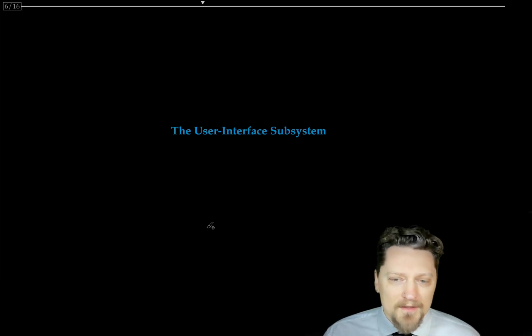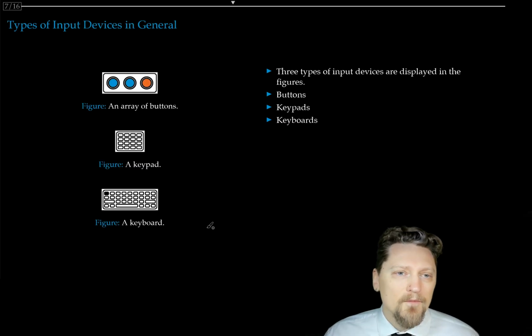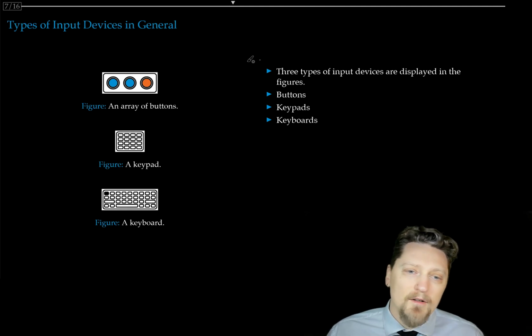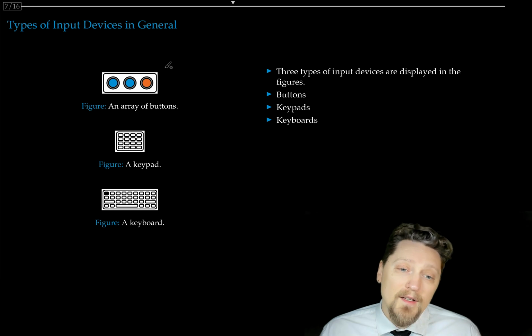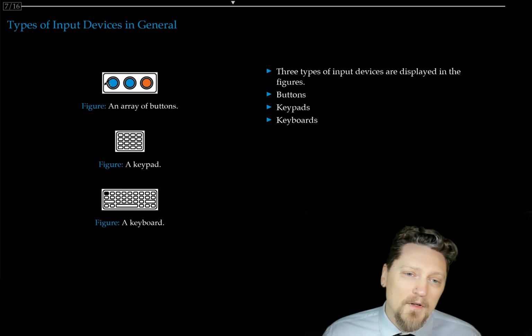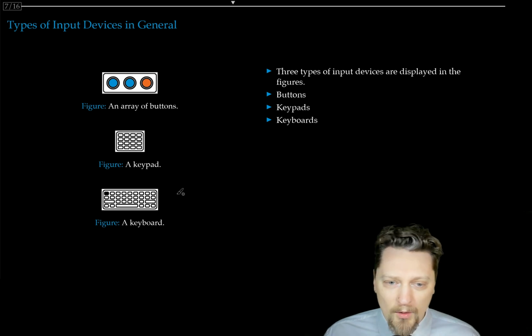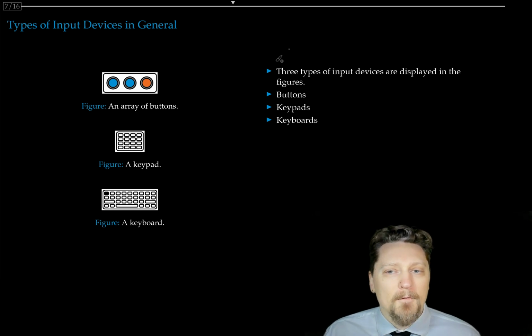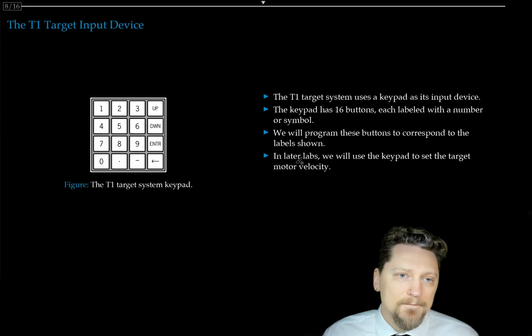The user interface subsystem, UI. So in general, these are types of input devices. So here are some examples. You're familiar with these and others. Here's an array of buttons. Here's a keypad. Here's a keyboard. So these are some common types of input devices.